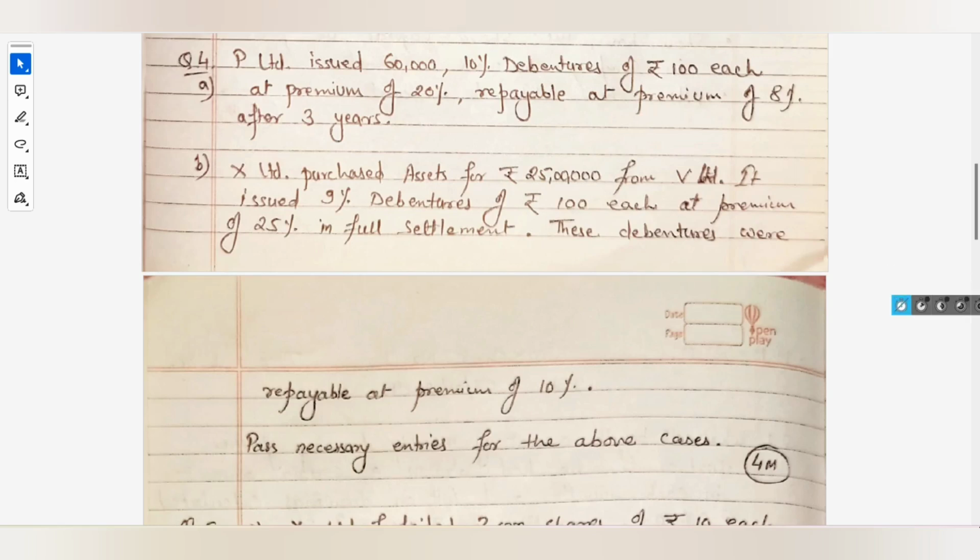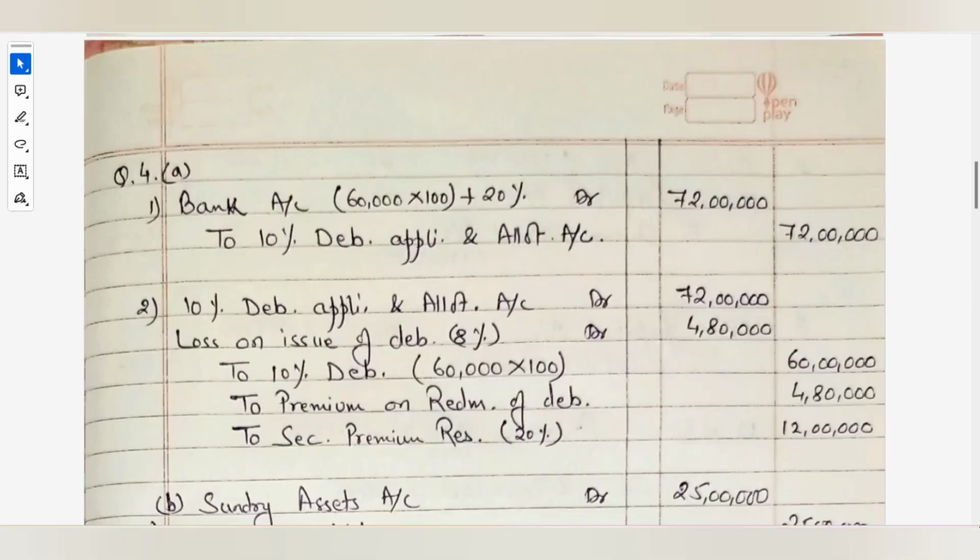So as you all know that there will be two entries for issuing the debentures in any condition. So the first entry is bank account debit to 10% debentures application and allotment account, which remains always the same. And the given condition is the debentures have been issued at a premium. So that means number of debentures, it is 60,000 multiplied by face value. It will become the total amount to be received from the public by issuing debentures.